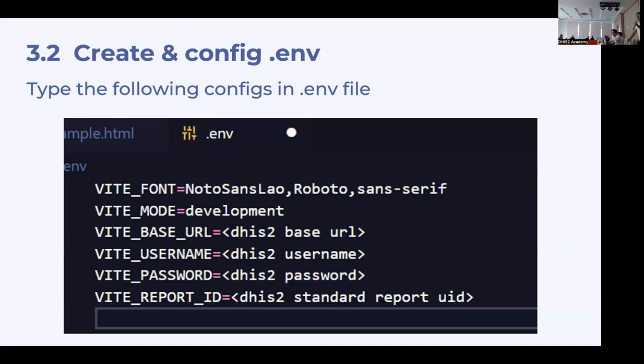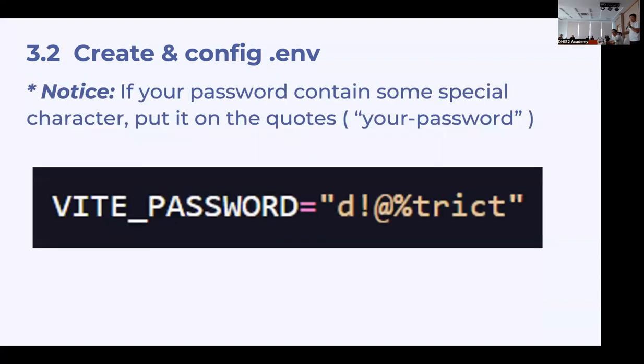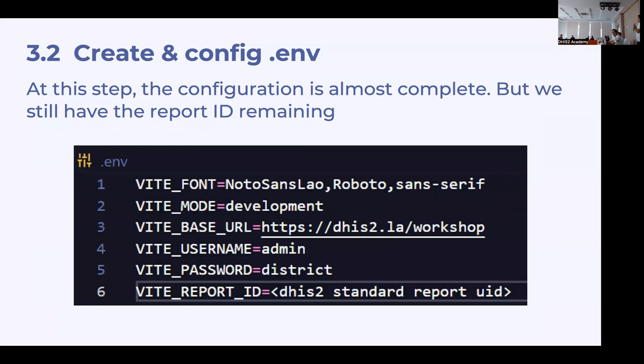And the report ID. The report ID here is the UID of the standard report that we created before. Yes, we need to put the UID manually. One notice: for the password, we should wrap it with double quotes, because sometimes there are many special characters in the password. That's why we should wrap it with double quotes.